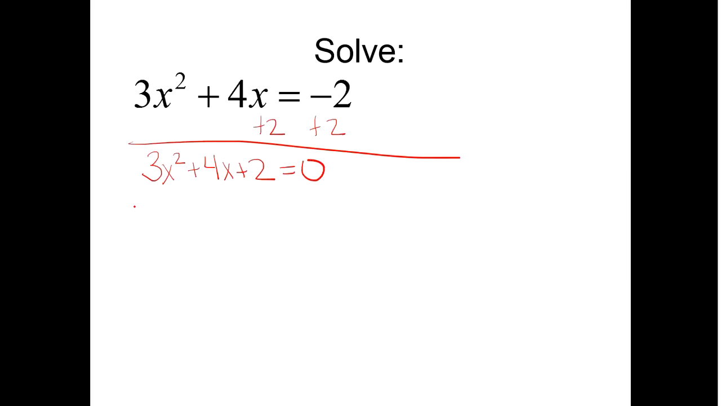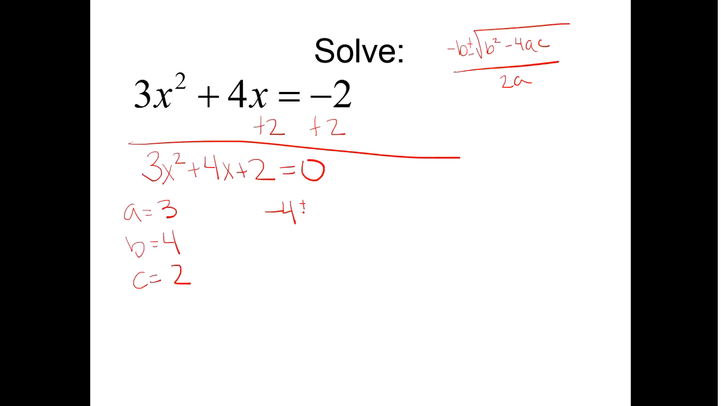Now I can identify my A, B, and C because I am solved equal to 0. So my A is 3, that's new. B is 4, C is 2. So off here in the corner, I'm going to write my formula. By the end of this, guys, you're going to be able to spit out this formula back to me. So I got negative B, so -4, plus or minus the square root of B squared, which would just be 4 squared, minus 4 times my A, which is 3, times my C, which is 2, divided by 2 times my A, which is 3.